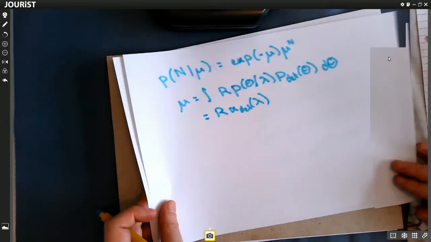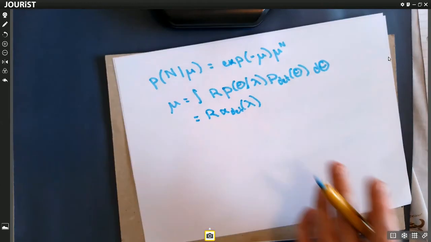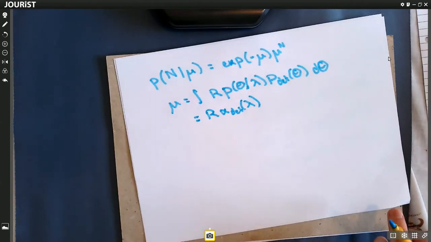Okay, so now let's, sorry, what's the question? Shouldn't your rate also be a function of theta? Sorry, can you repeat that, please? Yeah, shouldn't your rate R also be a function of theta, and then you cannot write mu is equal to R alpha? So excellent question.